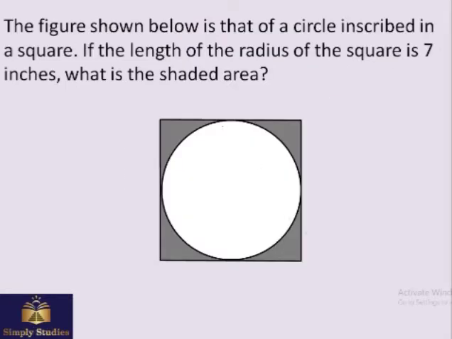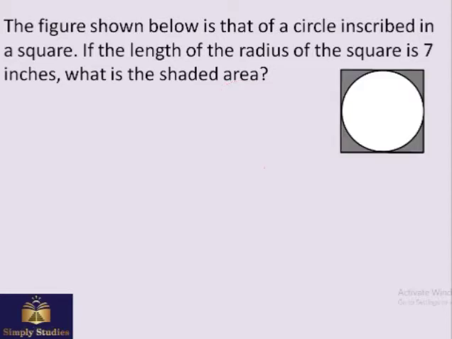Another one. The figure shown below is that of a circle inscribed in a square that we can see here. So it's a square and there's a circle inside it. If the length of the radius of the circle is 7 inches, what's the shaded area? So they're saying if this radius is 7 inches, how much is the shaded area?